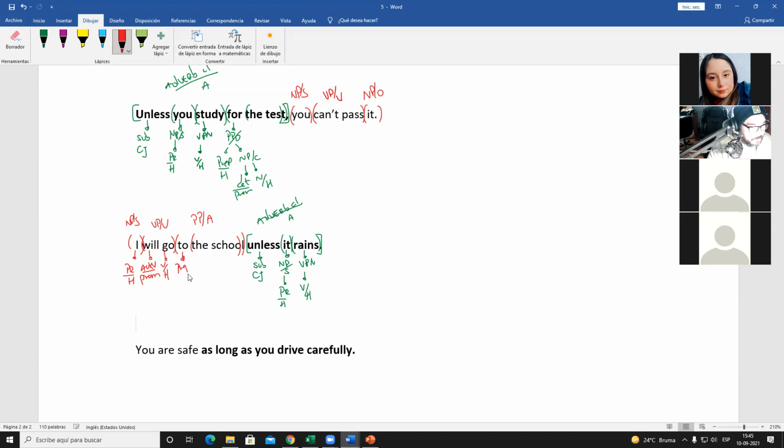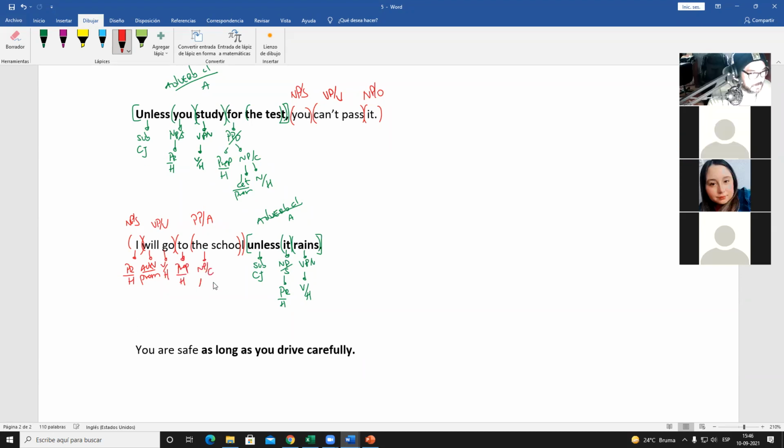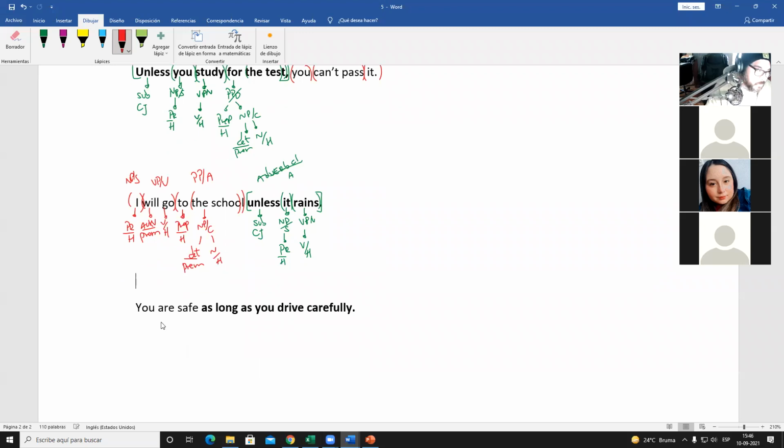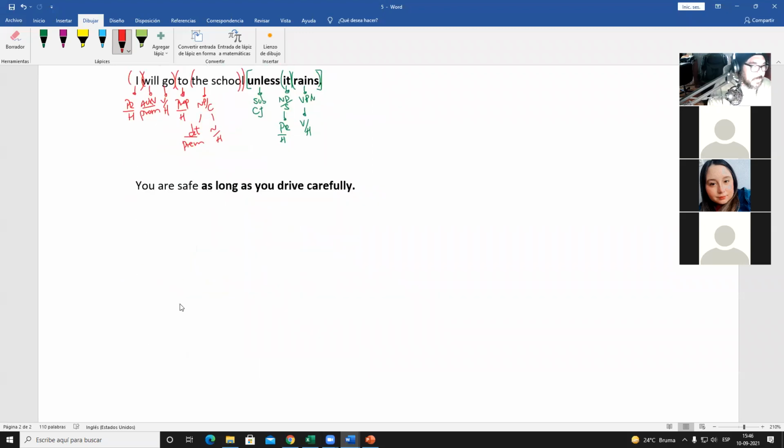And here I have my preposition head, noun phrase complement, the school, determiner, premodifier, noun head. Última. As long as you drive carefully. Why I believe this is more interesting? Because of the subordinating conjunction. The subordinating conjunction is a multi-word unit as long as, and these three things are the subordinating conjunction.